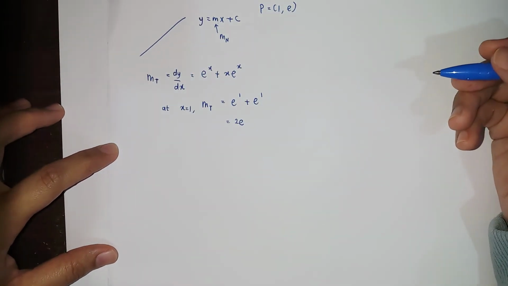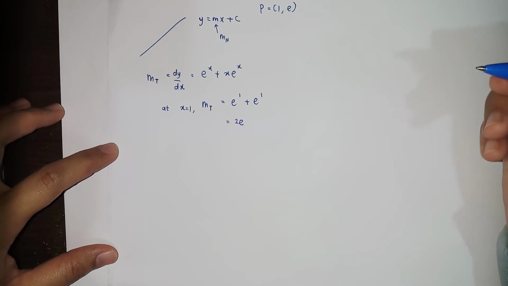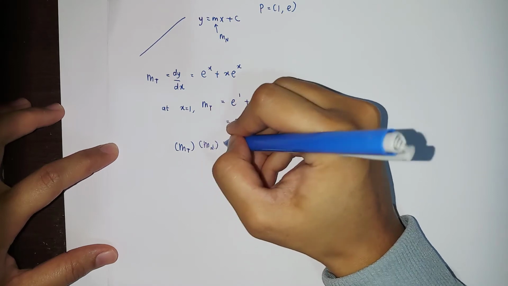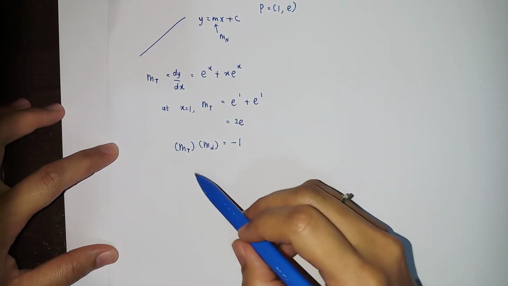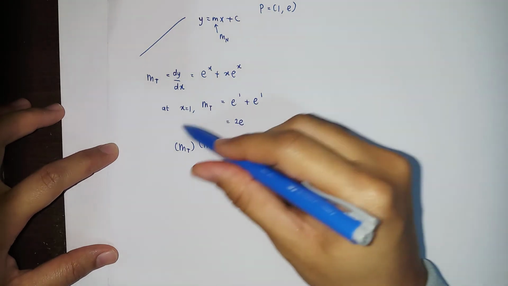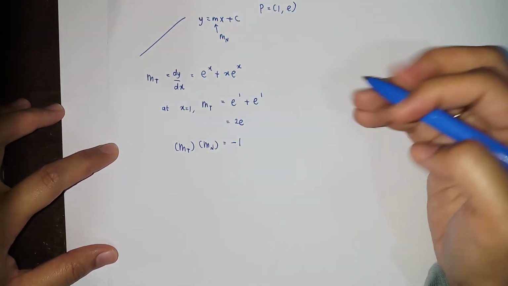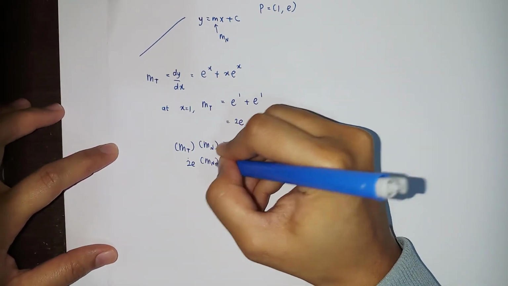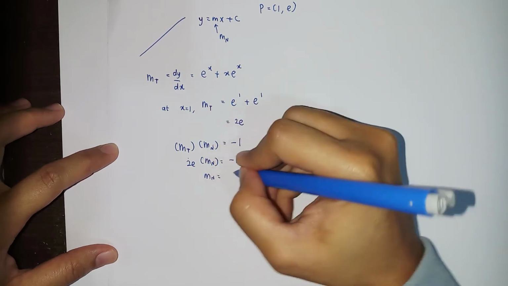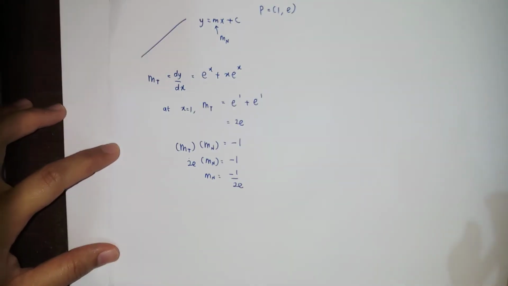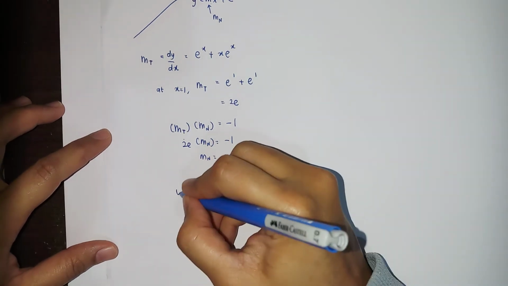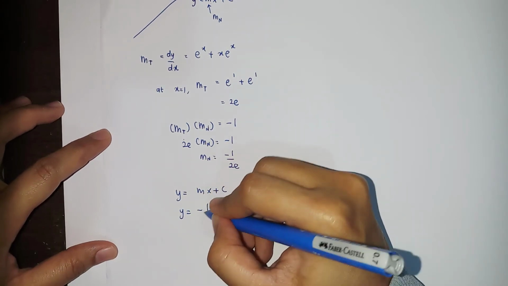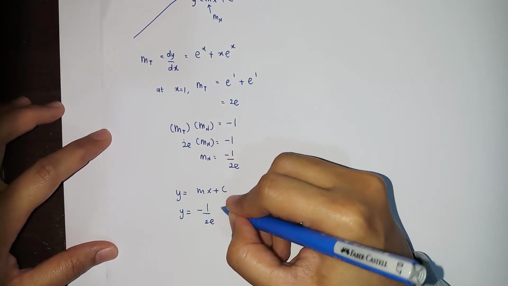So what is the relation between the gradient of the tangent and the gradient of the normal? It is just mt times mn equals negative 1, because they are perpendicular to one another. That is from the straight line chapter. So we know that our mt is 2e, times mn equals negative 1. Therefore, your mn is equal to negative 1 over 2e. Now we substitute into the equation y equals mx plus c. So y equals negative 1 over 2e times x plus c.